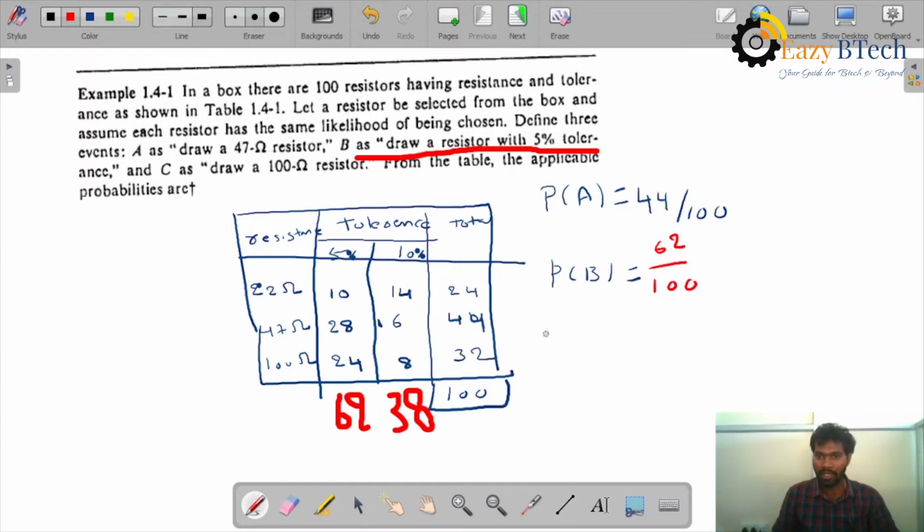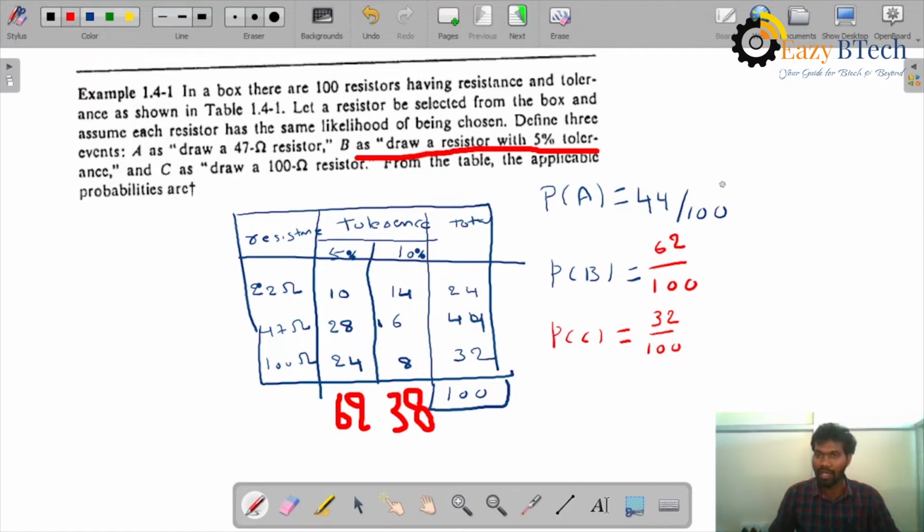So now finally P of C. What is P of C here? P of C means draw a 100 ohm resistor. So how many 100 ohm resistors are there here? 24 plus 8, so totally 32 resistors. That is 32 divided by 100. So we have found the individual probabilities.